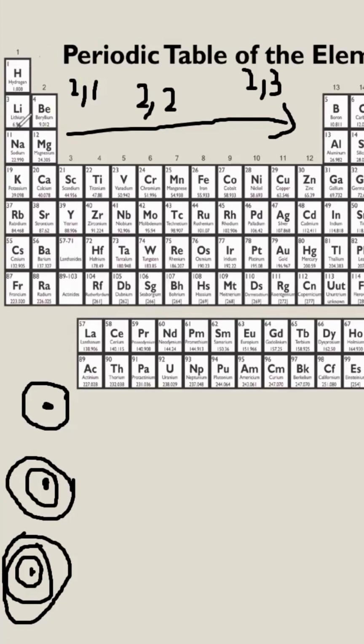In the same group from up to down, the radius increases due to the increase in the number of shells, while going in the same period from left to right, the atomic radius decreases because of the increased number of the negative charge and the increase in the positive charge, which leads to a higher attraction force that leads to a shrink in the radius.